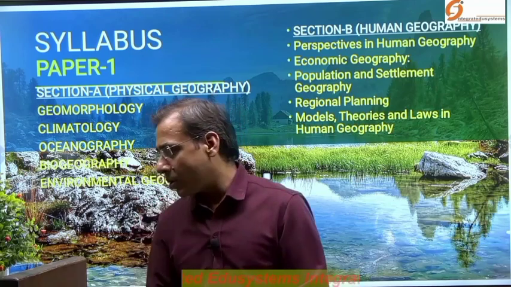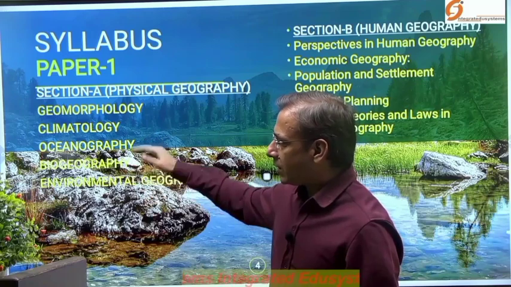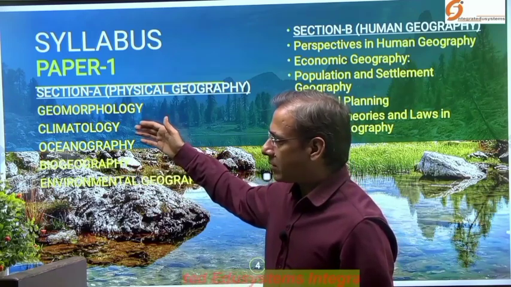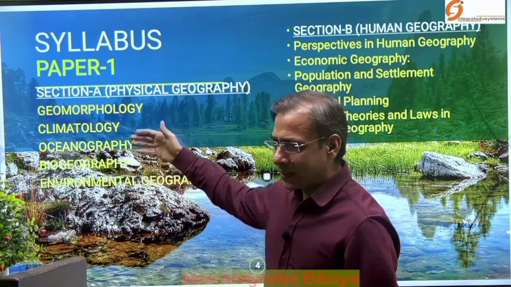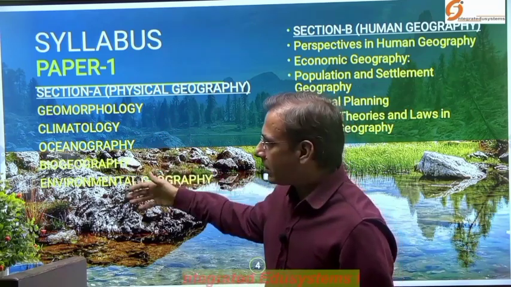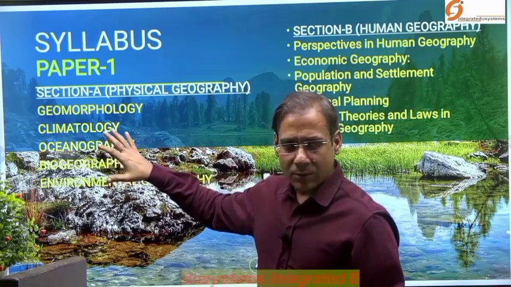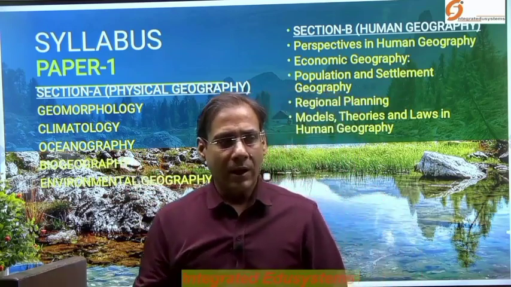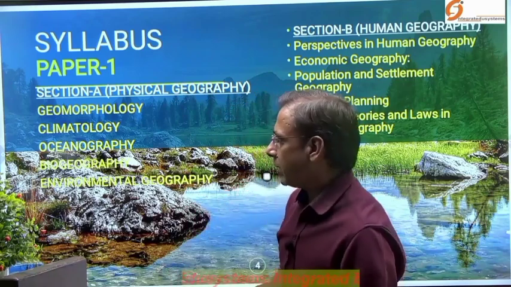Okay, getting my point. So in Section A, there are 5 different units. Under these units, there are 10 to 14 odd heads as well as subheads. But once you understand this part, that will support you for your writing and understanding the concept of Indian physical geography in the paper too.